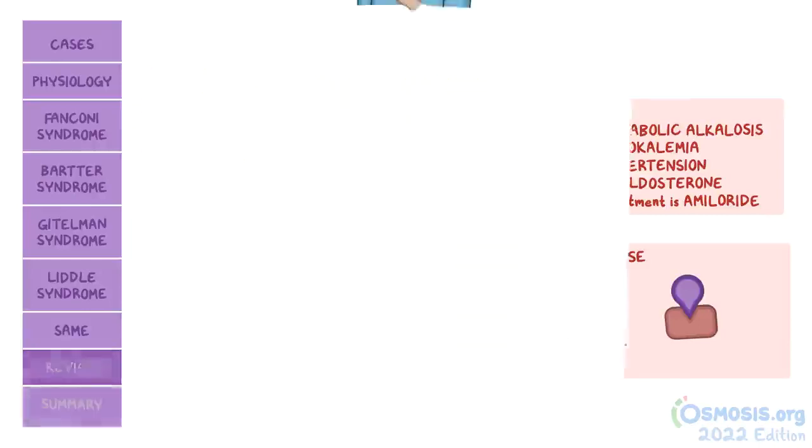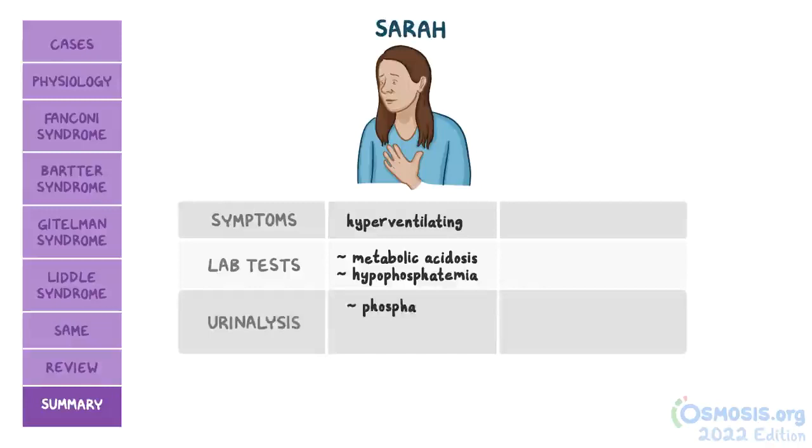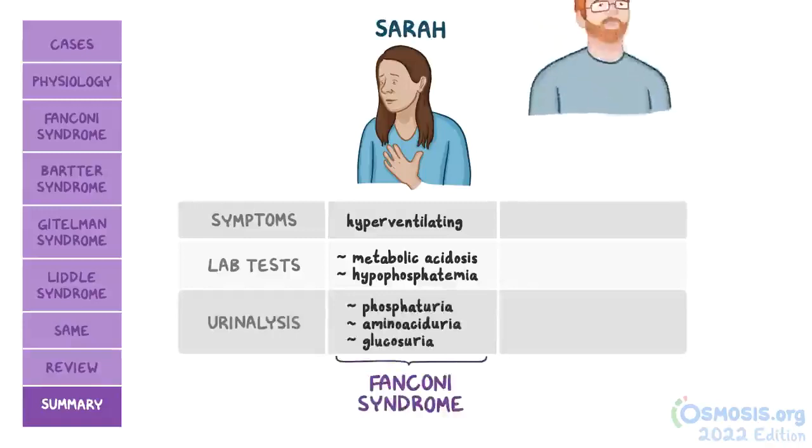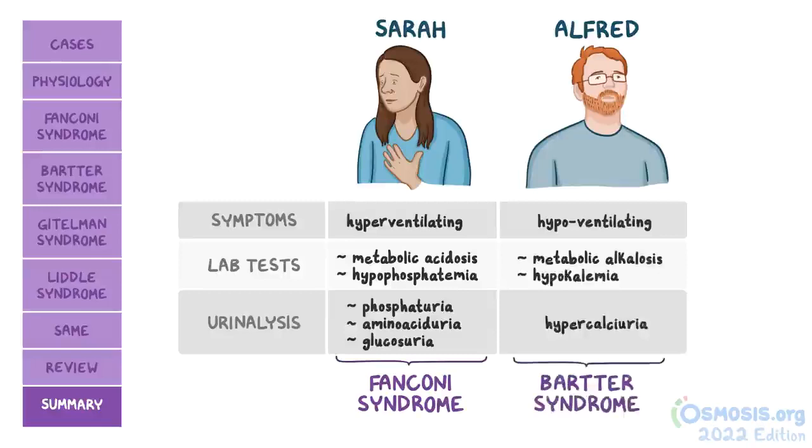Alright, coming back to our cases. Sarah came in hyperventilating and lab tests showed that she had metabolic acidosis and hypophosphatemia, and urinalysis showed phosphaturia, aminoaciduria, and glucosuria, which indicates Fanconi syndrome. On the other hand, Alfred came in hypoventilating, and lab tests showed that he had metabolic alkalosis and hypokalemia. Urinalysis showed hypercalciuria, indicating Bartter syndrome.